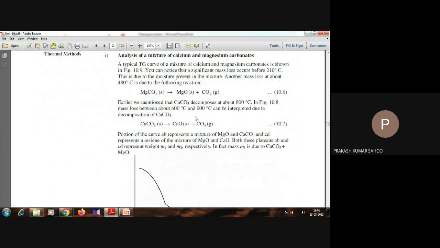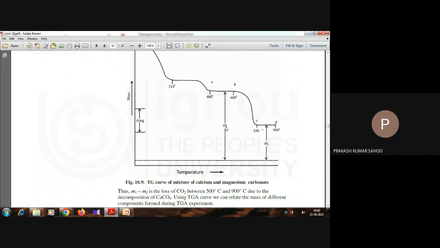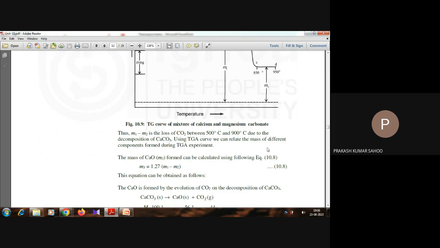Then here the temperature is also marked. M1 to M2 is the loss of carbon dioxide. That means here carbon dioxide is lost at 500 degrees centigrade and 900 degrees centigrade due to decomposition of calcium carbonate. Here it is 500, here it is 900. So here carbon dioxide is lost because calcium carbonate decomposed at a higher temperature.